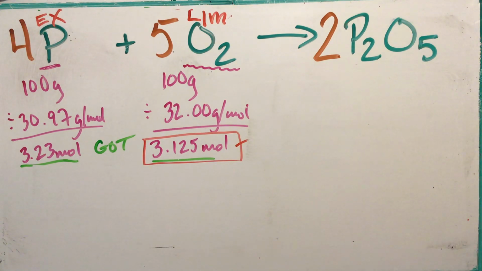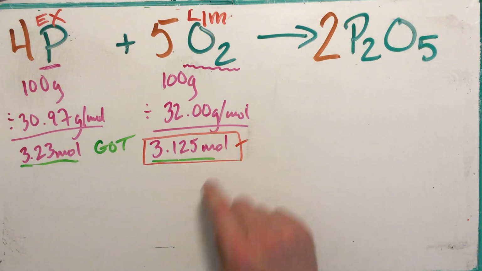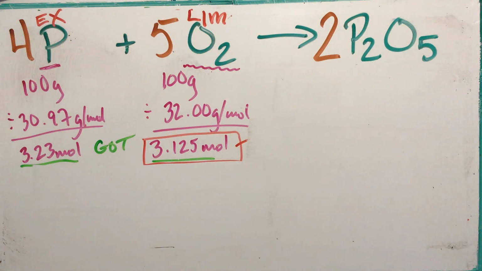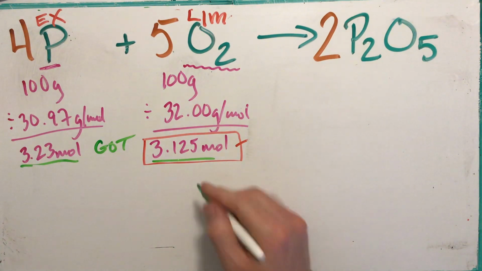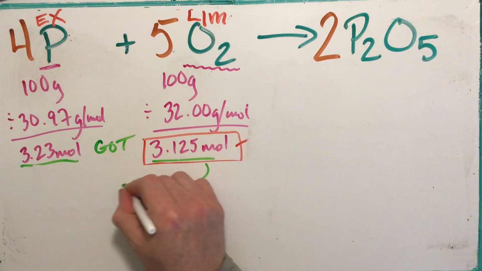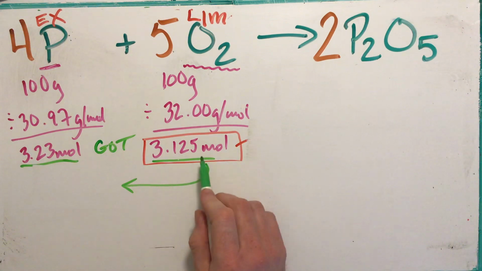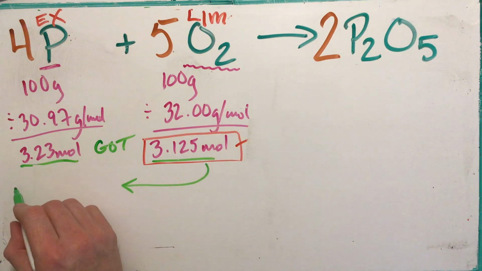I'm going to use a different color. I'm going to use D, which is going to be done in green. I know that this is my limiting reagent, so this one's going to get all used up. I'll have some of this left over. So I'm going to bring that over here and see how much of this actually gets used up when all of my limiting reagent is gone.